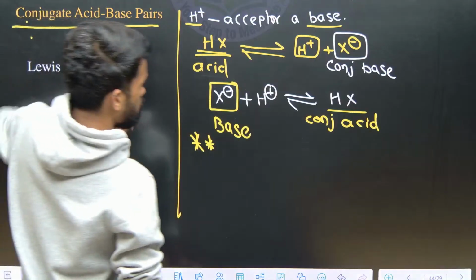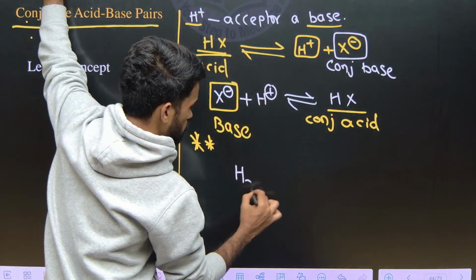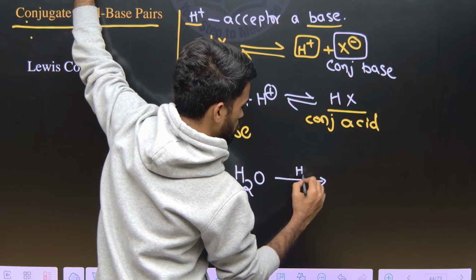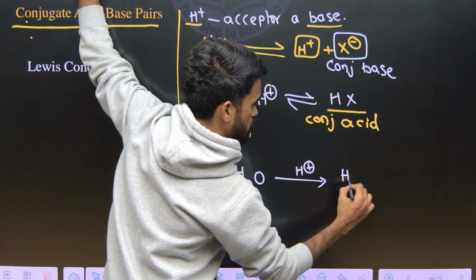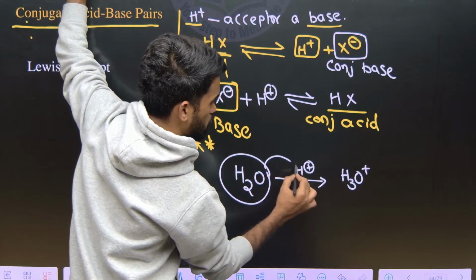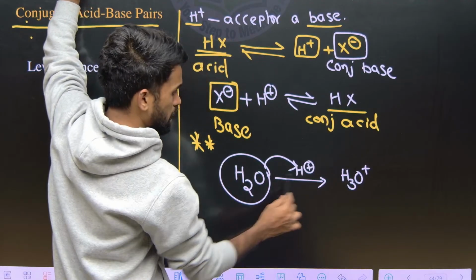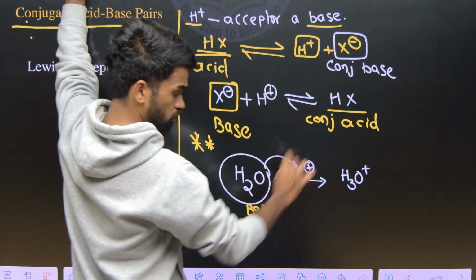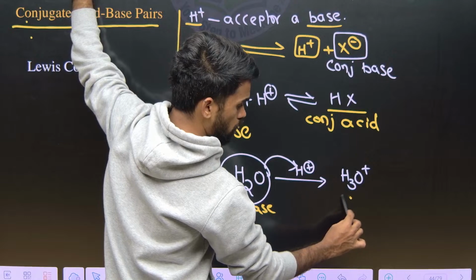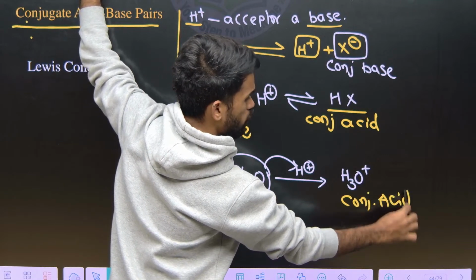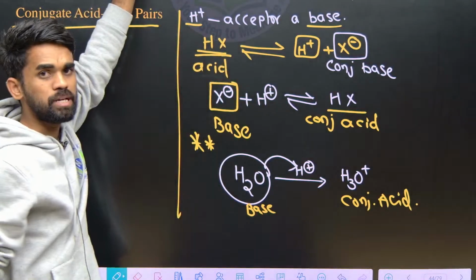For example, H2O is there, so H2O is accepting a proton, therefore it forms H3O plus ion. Since water is accepting a proton, you can say a proton acceptor is a base. Whatever species is formed here should be called a conjugate acid. A base forms a conjugate acid by accepting a proton.